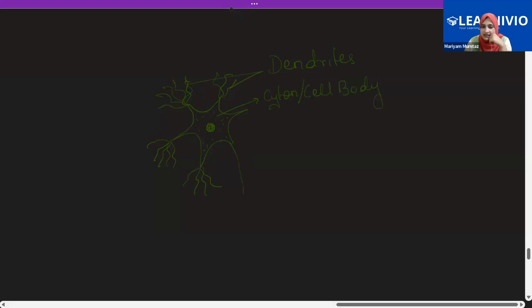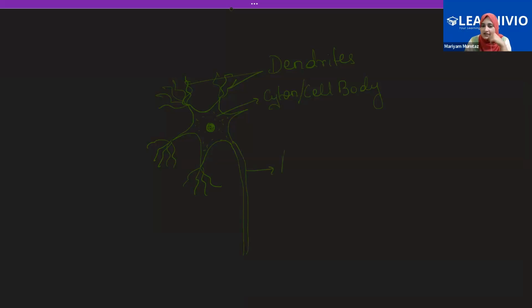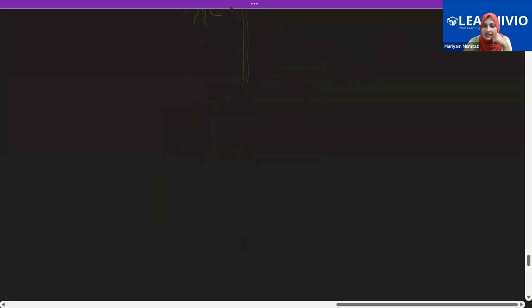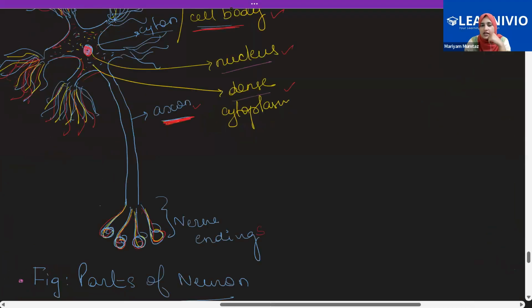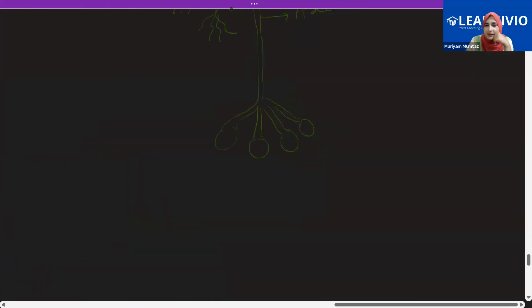Now, from the cell body, a long projection arises, and this long projection is called the axon. Okay, and at the end of the axon, it has branches like this. And these branches end with the swollen knob-like structure that we call the synaptic vesicle. Okay, or the nerve ending. So this part is called the nerve ending.